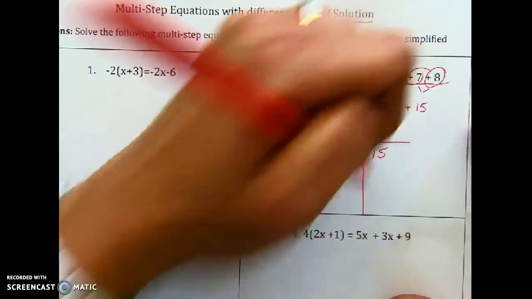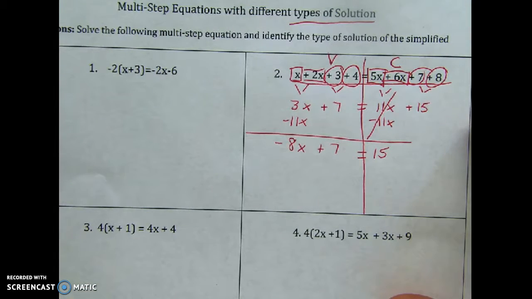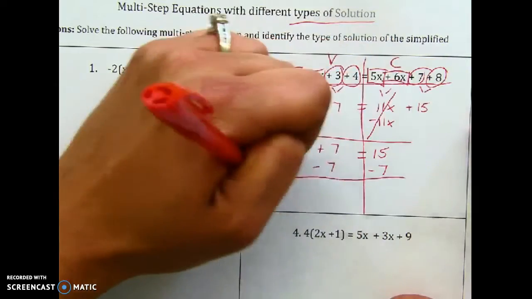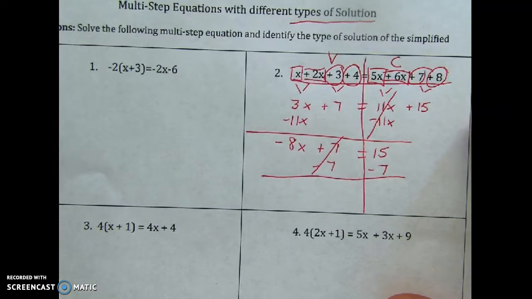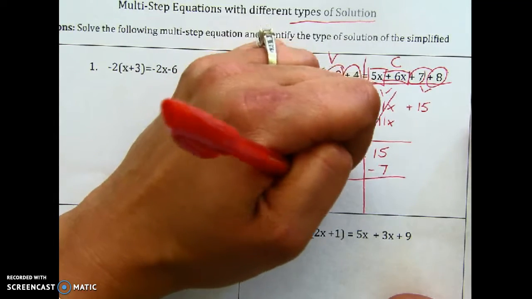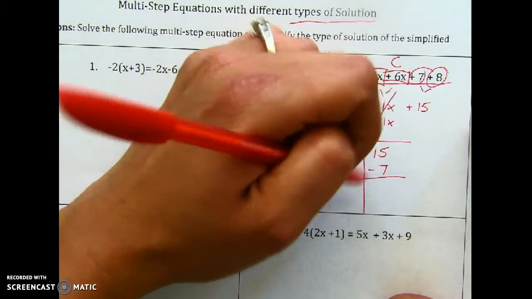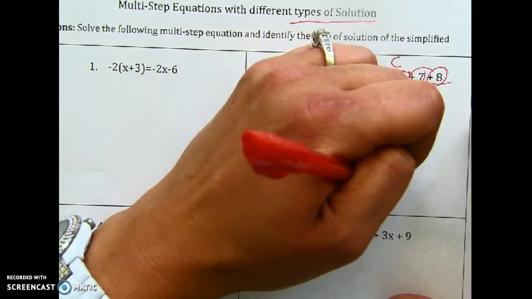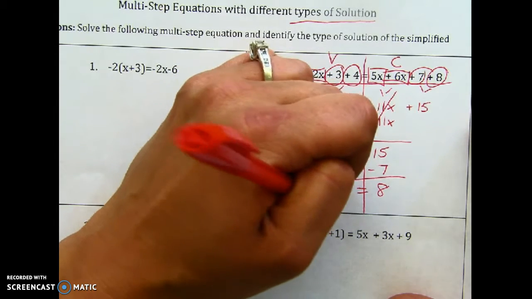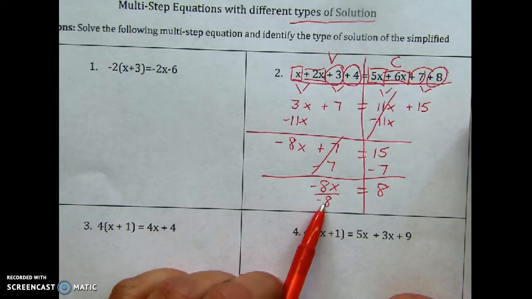I now have a two-step equation. I'm going to inverse 7 on each side, because that was a constant on my variable side. I'm going to get negative 8x. 15 minus 7 is 8. I'm going to continue with the inverse here, which is division. Since I'm inversing by division, I still keep the negative.